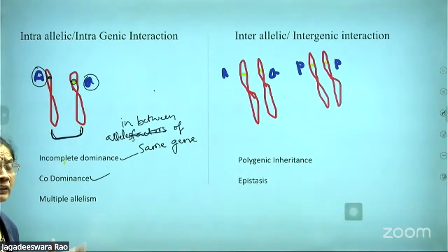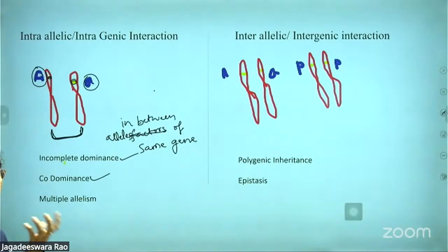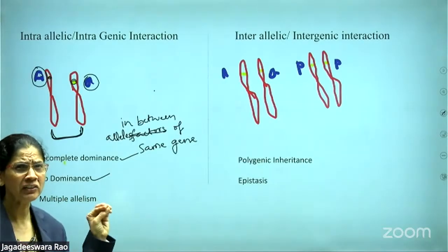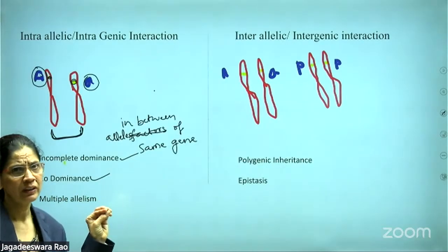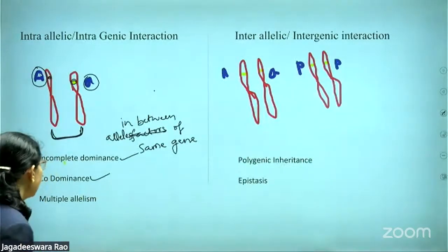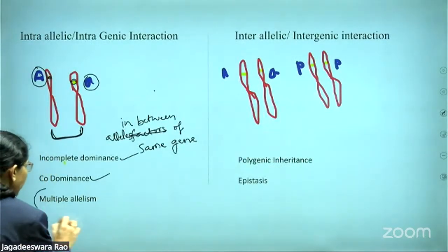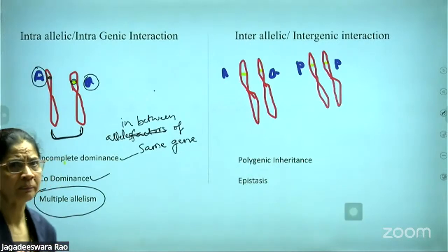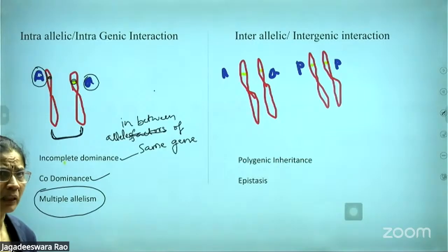Then, Mendel said that there are two alleles of a gene. When we studied the population as a whole, in a particular individual, that is the same thing as Mendel said. Any gene has two forms. But as we studied the population, we observed that there are more than two alleles for a character. So that is called multiple allelism.